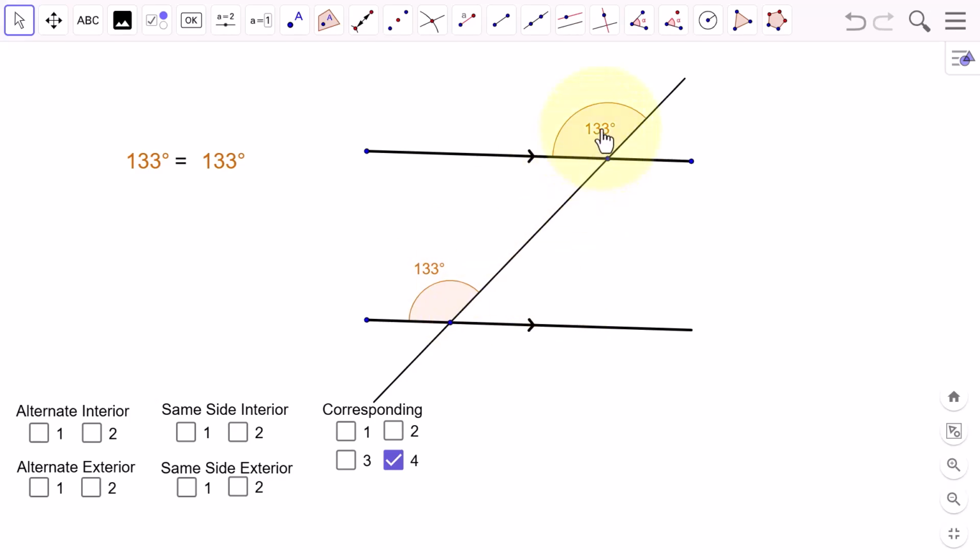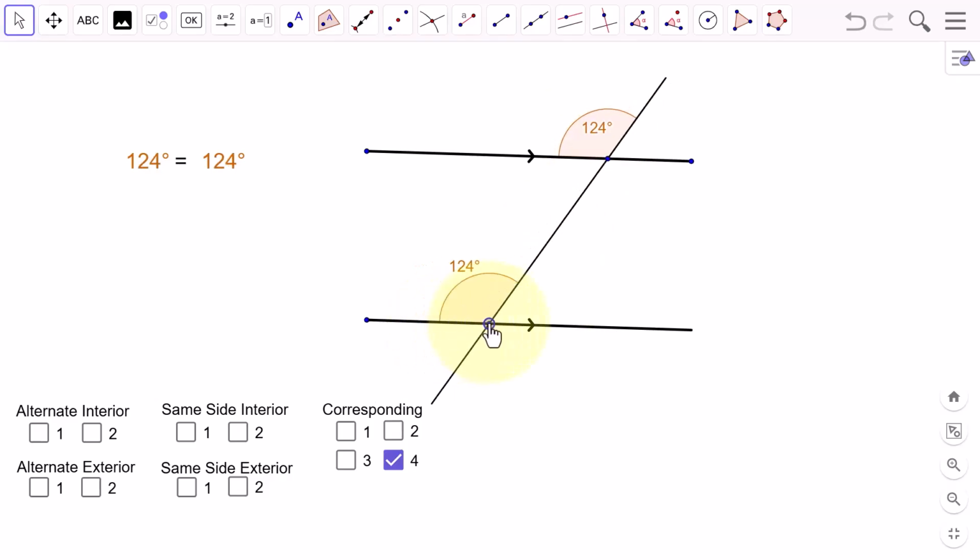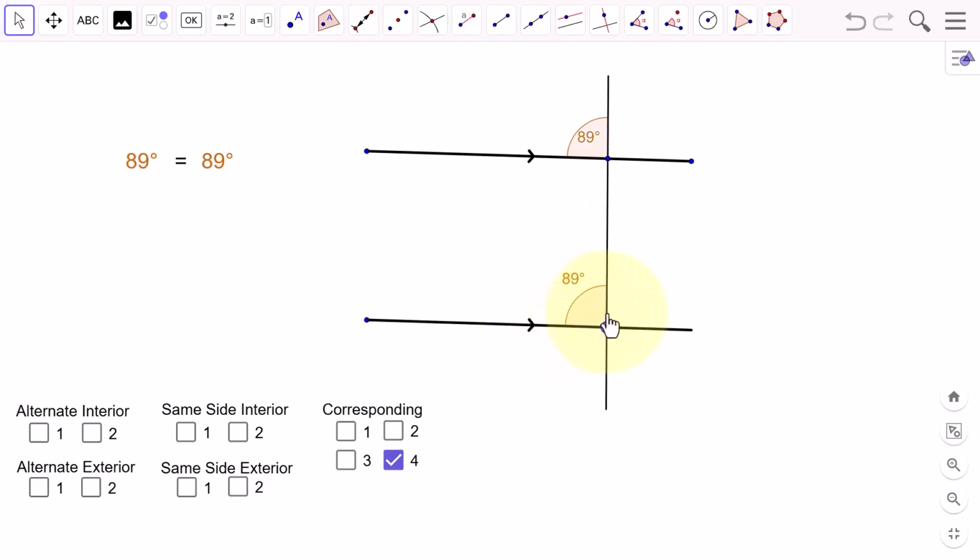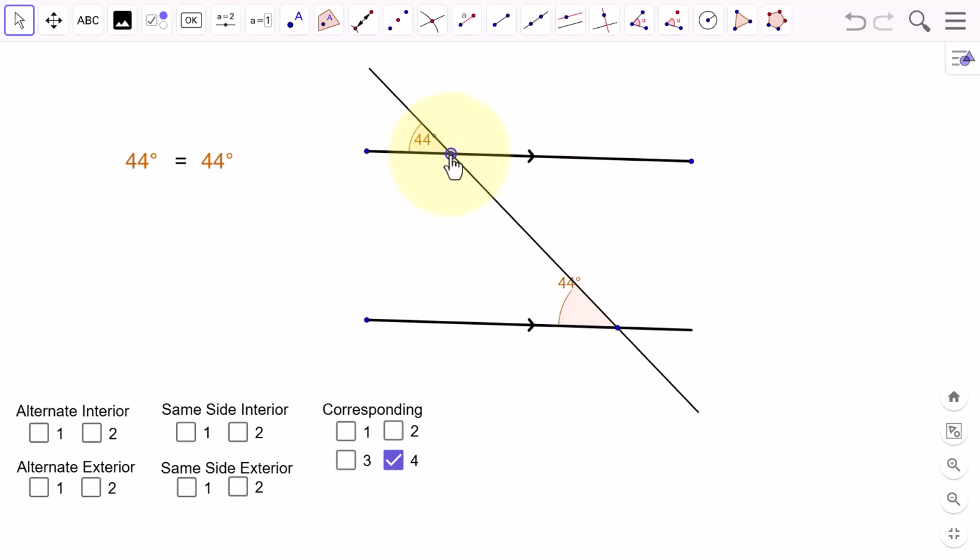So make sure you use this applet. It will help you to understand them. You can move this point around. You can see it. See the way I'm moving. You can move it around. Any effect you want to create, you can do it and you will get the same result for easy understanding. Alright, so that is corresponding angles.